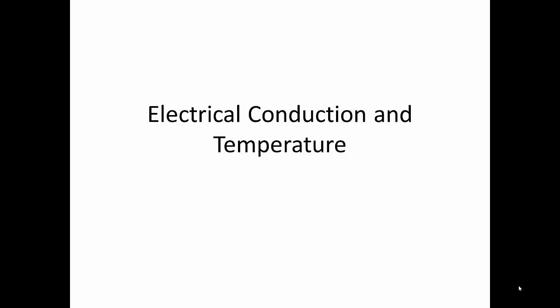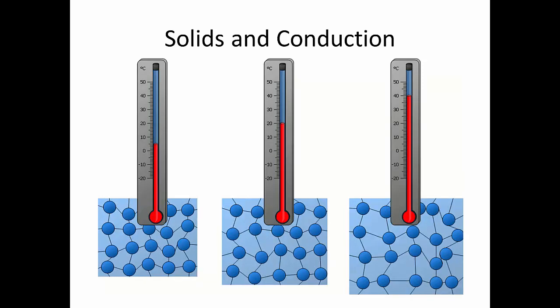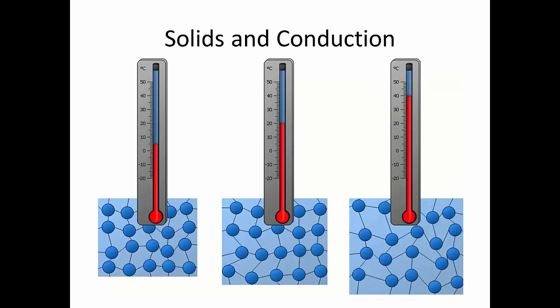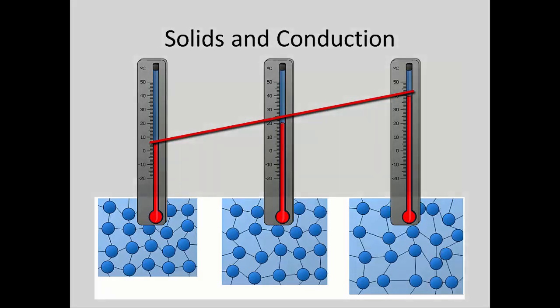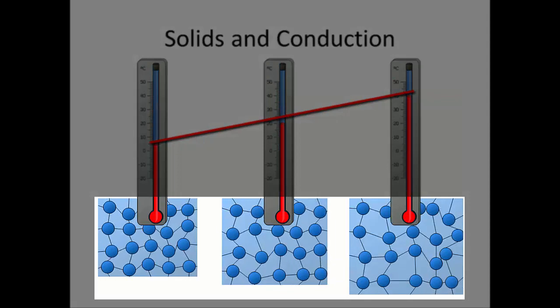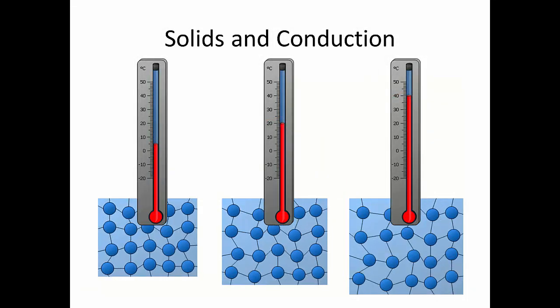Okay, we need to look at electrical conduction and how it is affected by temperature. As you know, we have three blocks here. As we go from left to right, the temperature increases. By looking at the particles, what's happening on a microscopic basis is that as we go from left to right, the average random kinetic energy of the particles increases. So as the temperature rises, so does the average random kinetic energy of the particles. In other words, they vibrate more.